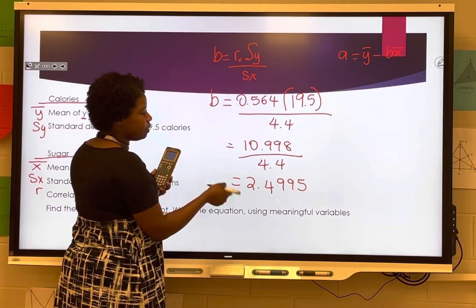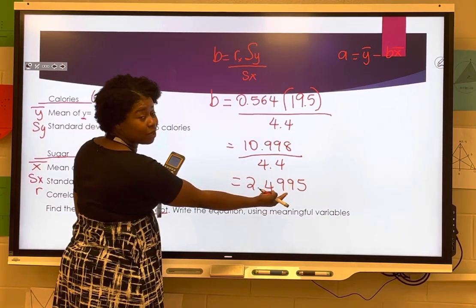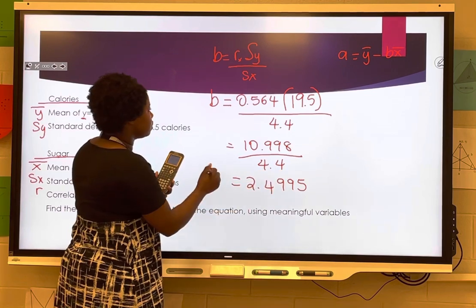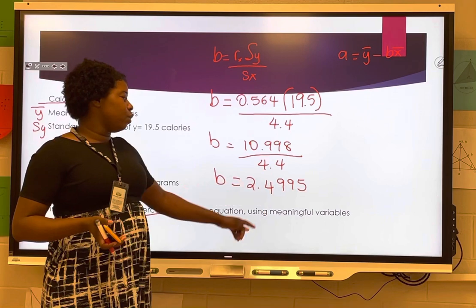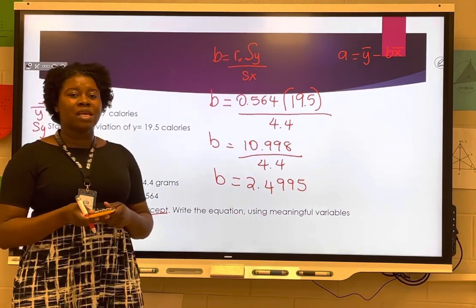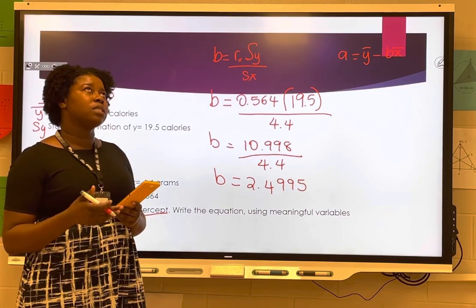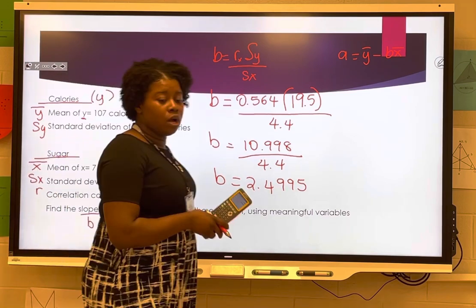We normally go to 3 decimal places, but it will still be 2.5 because if you add 1 to this, it becomes 10. You have to keep adding 1. So we're going to leave our slope as that for now. So our b value is 2.4995. 3 decimal places or 2 decimal places should be okay. It won't change your value much, but do not round off too quickly. Now we have our slope.